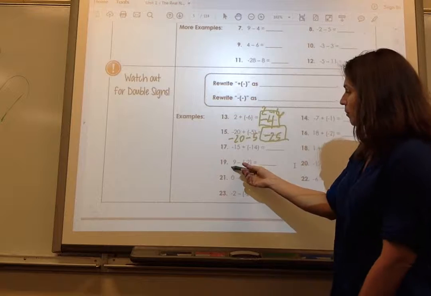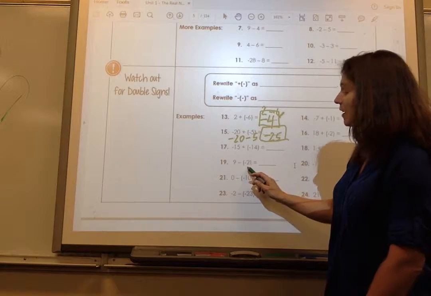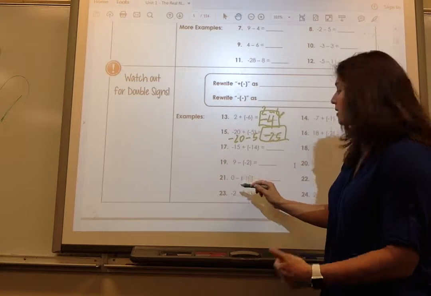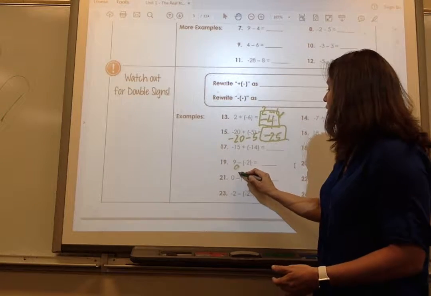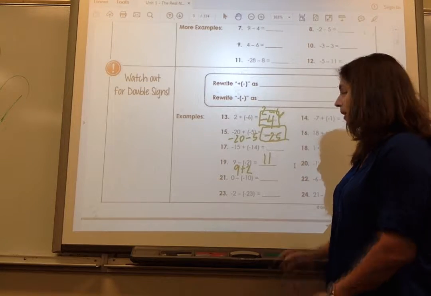So if I rewrite, look at number 19. I have 9 minus a negative 2. Minus a negative is a positive. A negative times a negative is a positive. So I'm going to rewrite it to look like 9 plus 2. 9 plus 2 is 11. And 11 would be my answer.